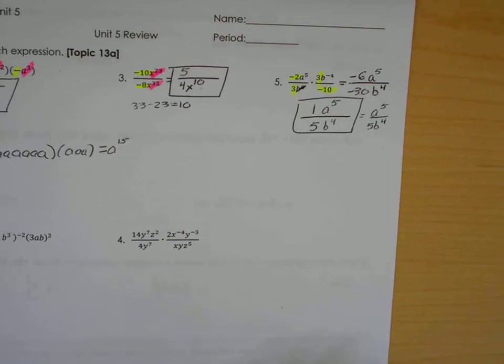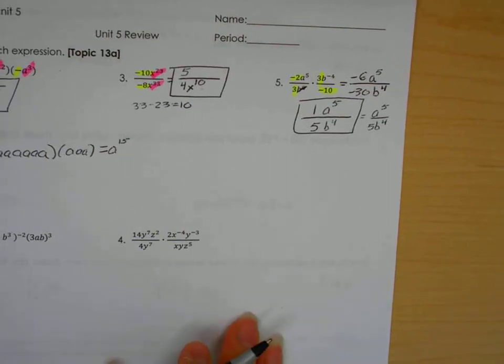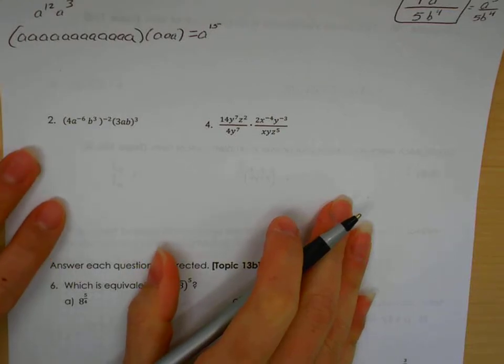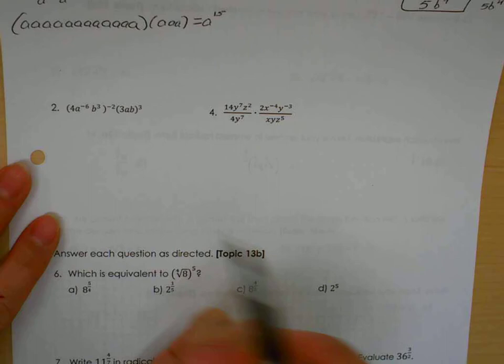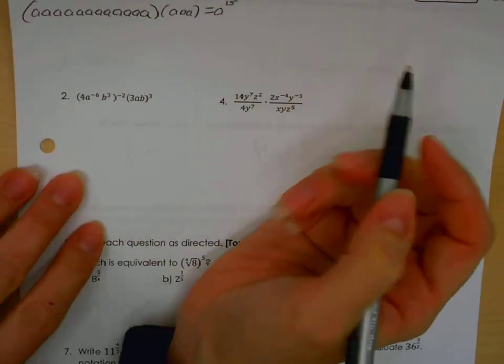Okay, let's try the next one. So we've got, oh, I was doing them in the wrong order. Oh well. We're on number 2 now. We did number 1, 3, and 5, and now we're on number 2.